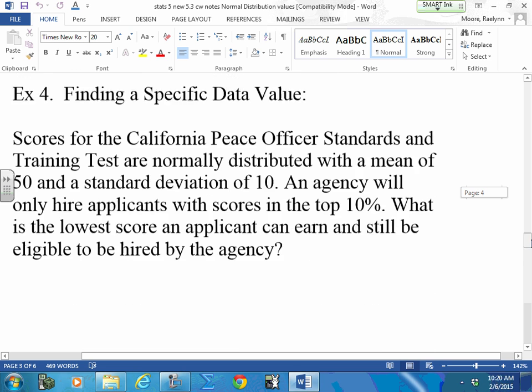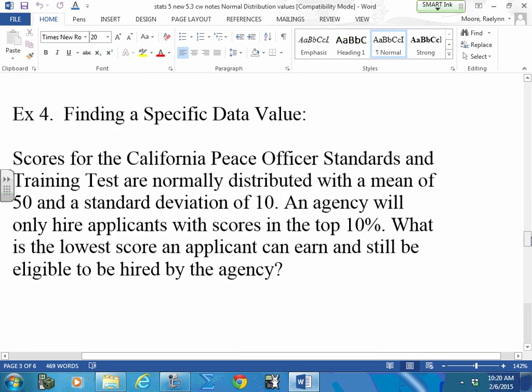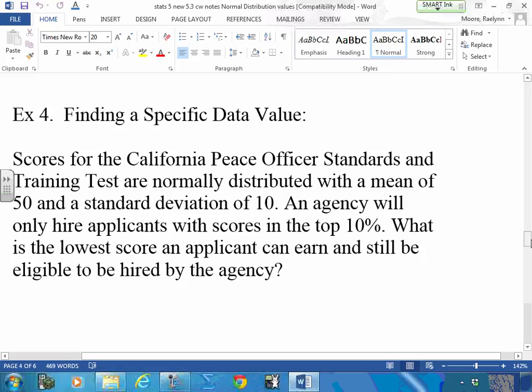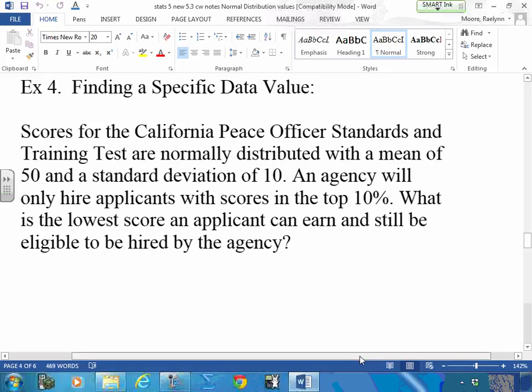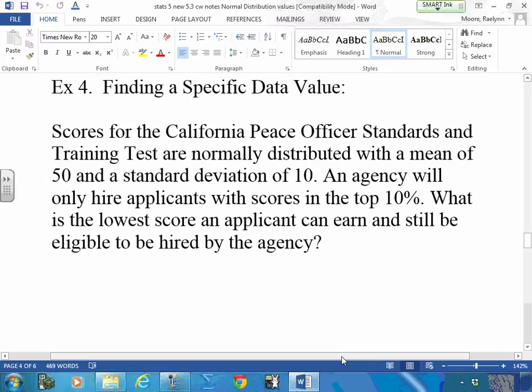Okay, we can find those. Okay, let's do this one. Scores for a California police officer standards and training test are normally distributed. Notice how I always tell you this. If they aren't, you can't do these problems. You can't make a normal curve for something that's not normal. With a mean of 50 and a standard deviation of 10. These are the first things that you're going to pull out.